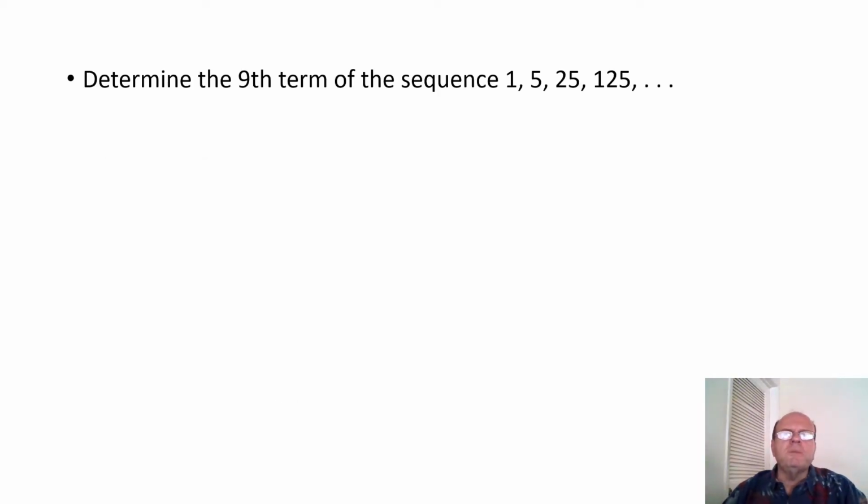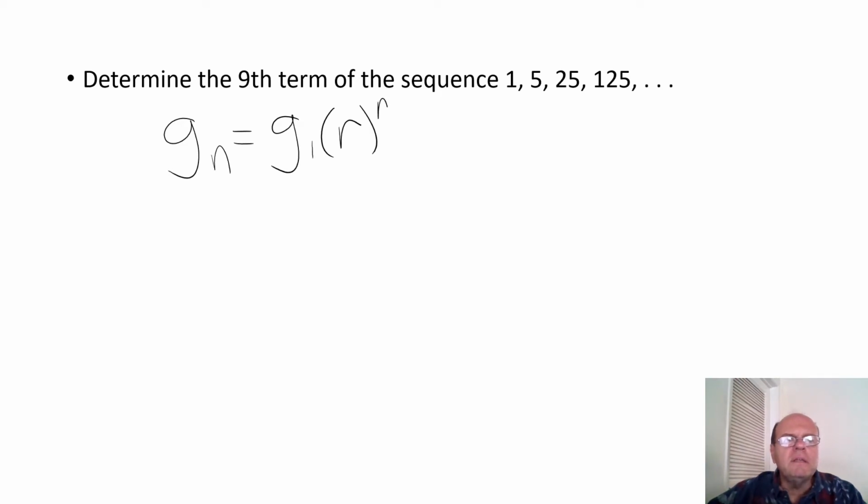Let's go ahead and do some examples. We want to determine the ninth term of the sequence 1, 5, 25, 125, and so on. So in order to find the ninth term, we're going to use the formula we just saw on the previous screen. That formula again is g sub n equals g sub 1 times r raised to the n minus 1. Before we use the formula, we do need to figure out what a few of the parts are. So we're going to first find out what g sub 1 is.